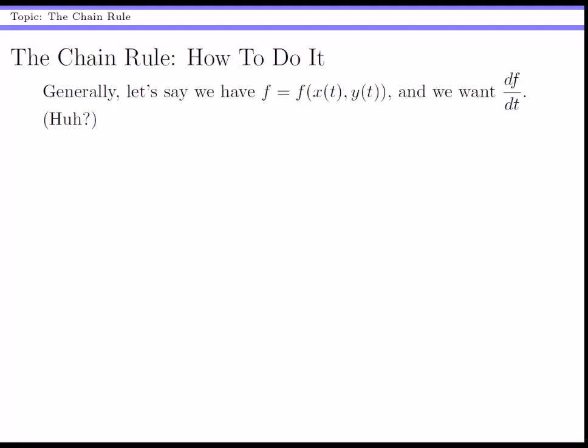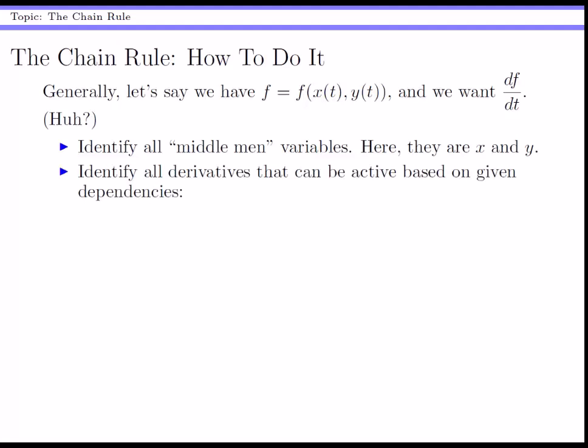And so we may want to examine the rate of change of f as it's influenced by rates of change in t, but we don't have a function that is f of t equals something something. So we have to break this down into the derivative information that we have available and assemble that derivative information in a useful way. So we identify the middlemen. Here they're x and y.